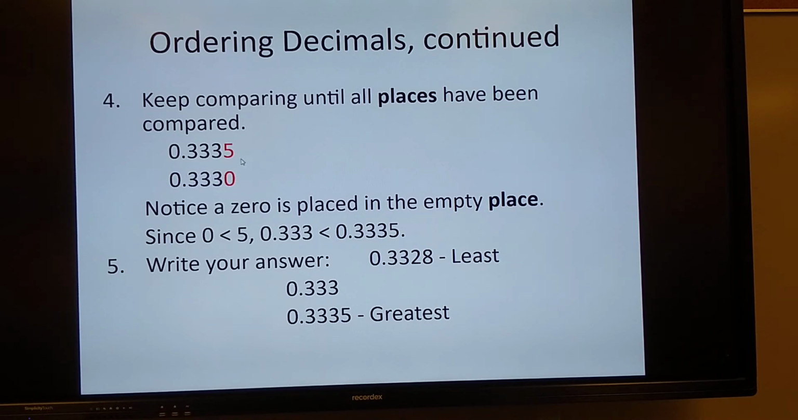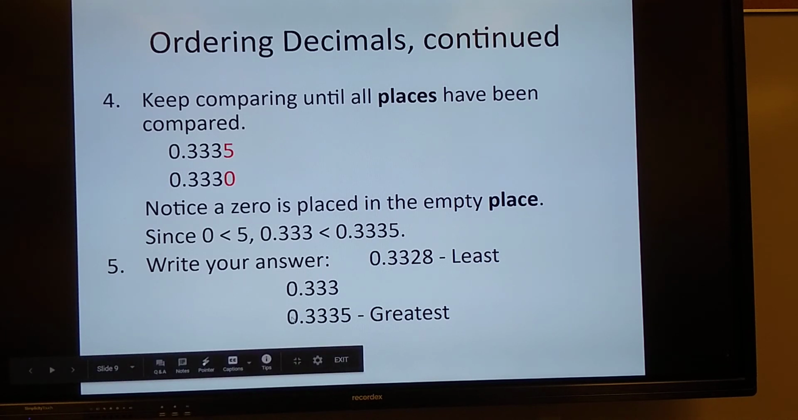So the ten-thousandths place is going to give me the second and third number in my answer. I have a 5 and I have a 0. Now notice a 0 is placed in the empty place. I taught you that yesterday. Since 0 is less than 5, 333 thousandths is less than 3,335 ten-thousandths. So I have my answer. The least number goes first, then I have the number in the middle, and then I have my greatest number.